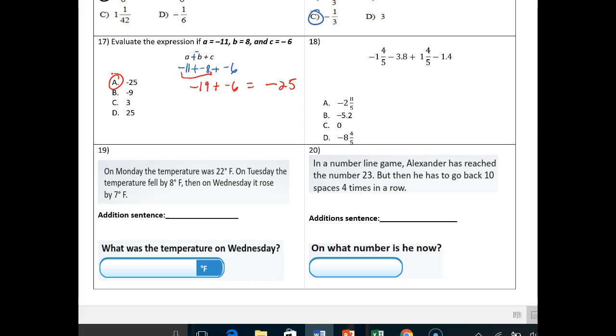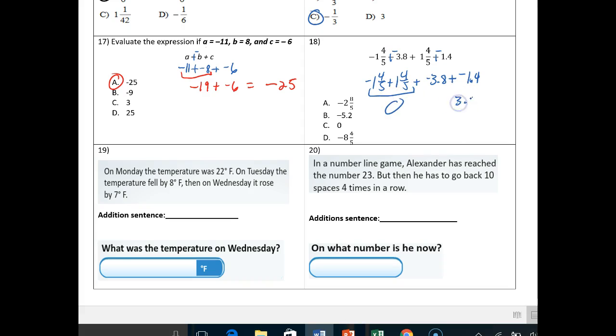Before splitting anything apart, I would have hoped you guys could have realized that we might have an additive inverse problem here. So negative 1 4/5 plus 1 4/5, using the commutative property, plus negative 3.8 plus negative 1.4. Yes, those guys do in fact add up to 0.